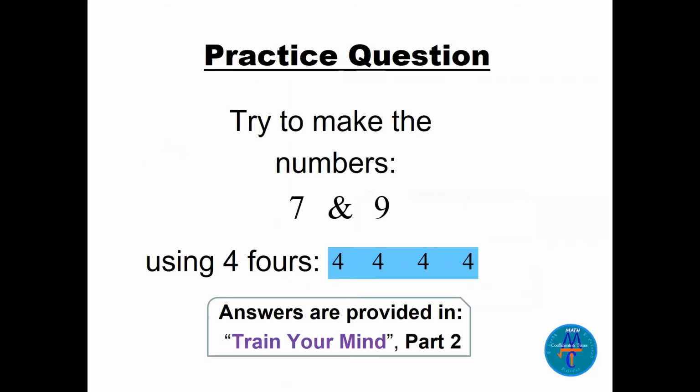Now, look at this practice question. Please try to generate these numbers, 7 and 9, each one separate, using 4 4s. If you can do it with 3 4s, it's fine. But try 4 4s to make 7 and also to make 9, and see how many choices, how many methods, how many ways you will get. Now the answer for this will be provided in Train Your Mind Part 2.